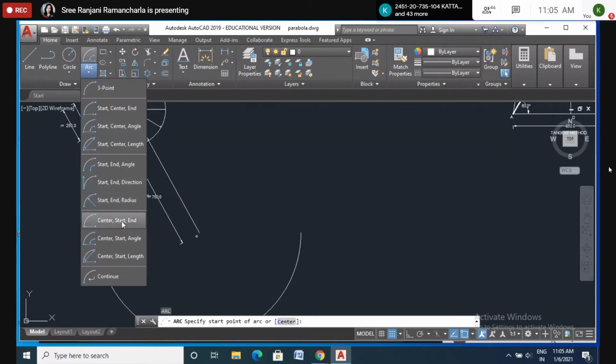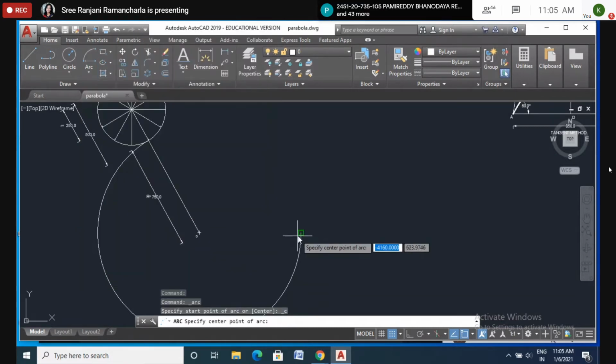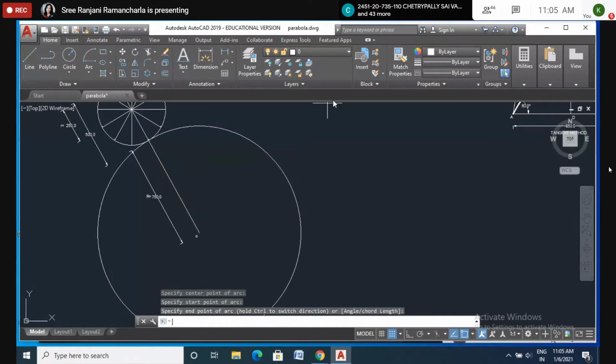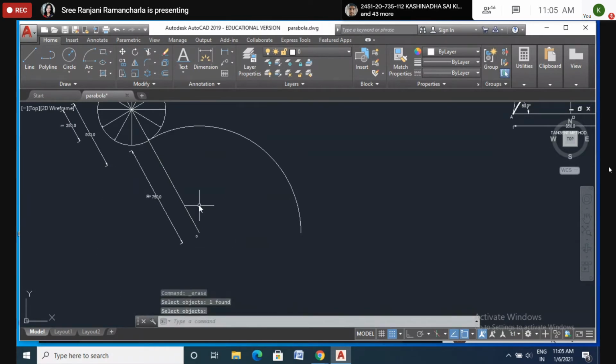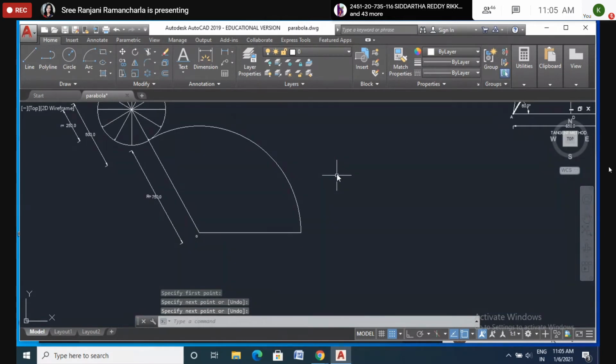Now what I do again, I will draw one more curve here. Why? Because I will tell you while we are doing it in AutoCAD. Center, start, end. Okay, now here I got two curves. I will remove the previous one. I think you also did the same, right? Then I will draw this line here like this. Okay.